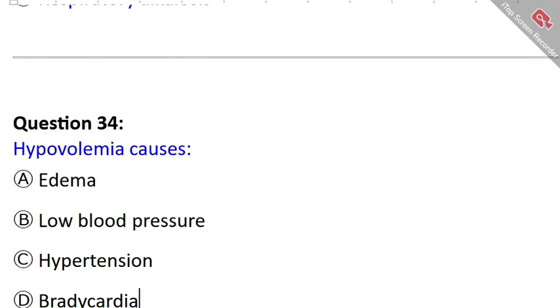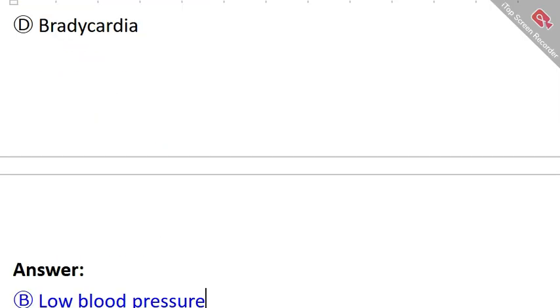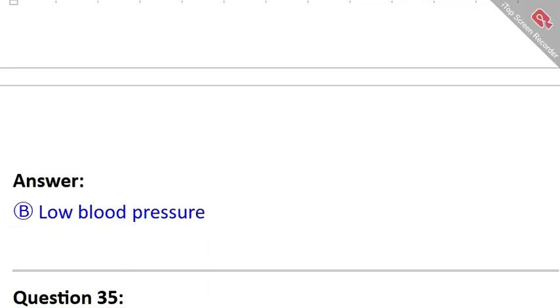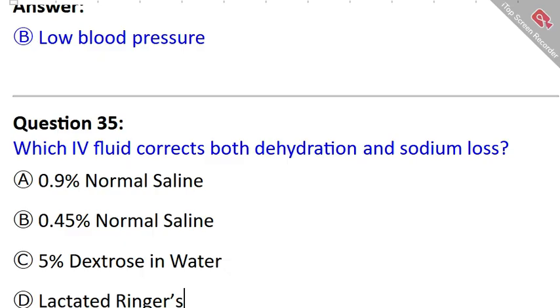Hypovolemia causes. What does hypovolemia cause? If the volume is low, hypovolemia. Low volume causes what? The correct answer is low blood pressure. Okay, this is the correct answer. Let's move to question number 35.